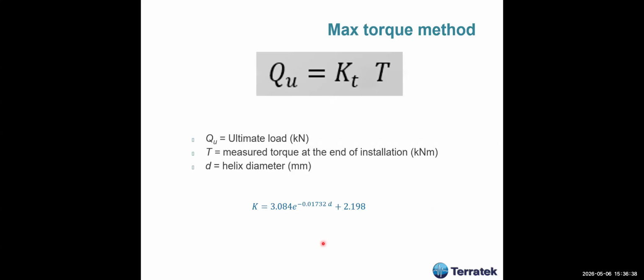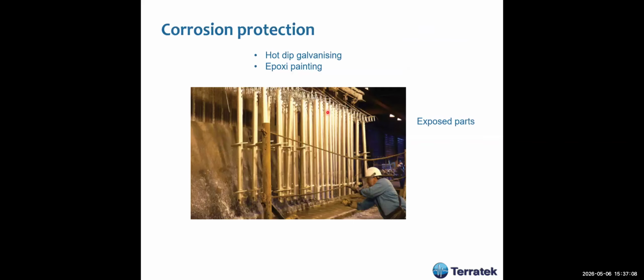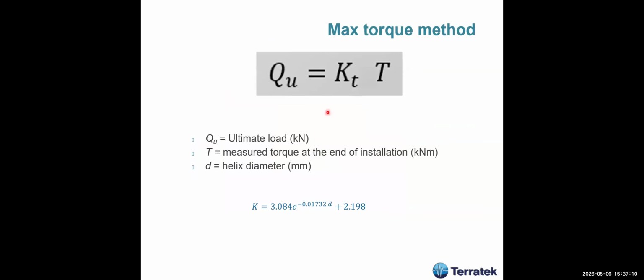And also, we always have to check the maximum torque method, which is a quality control method during installation. As I have shown, you measure the torque in kilonewton meters, and then you multiply by an empirical factor K to get the ultimate load. And there are lots of prescriptions about what kind of K should be used in different soils, etc.